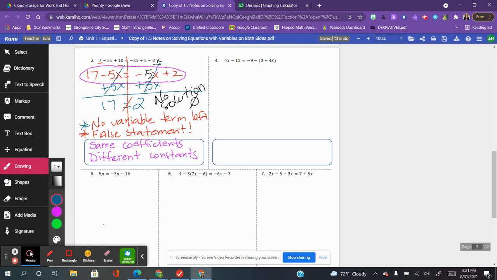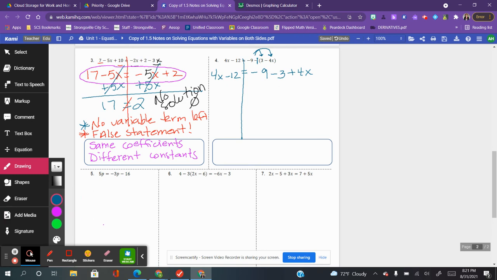Again, I like to draw my line, and there's nothing to combine or distribute on the left, but on the right-hand side, I technically have a -1 that I distribute to each term inside that group. I'm going to rewrite my -9. -1 times 3 is -3, and -1 times -4 is a positive 4x. Over here, I'm going to rewrite my 4x minus 12.